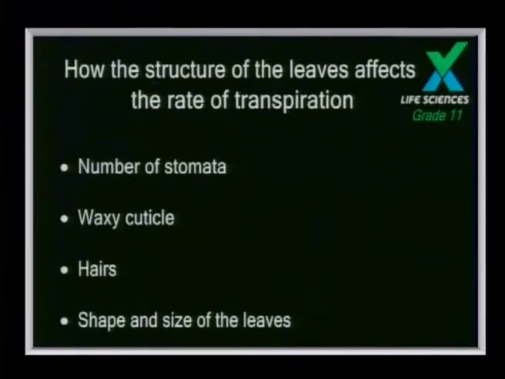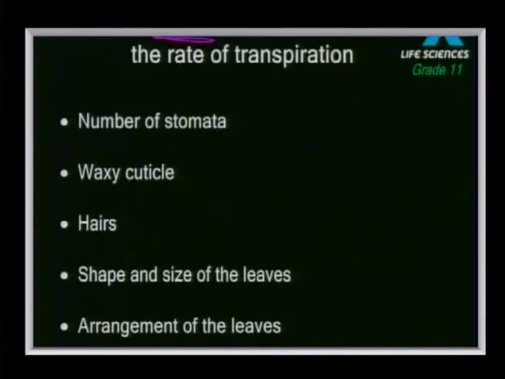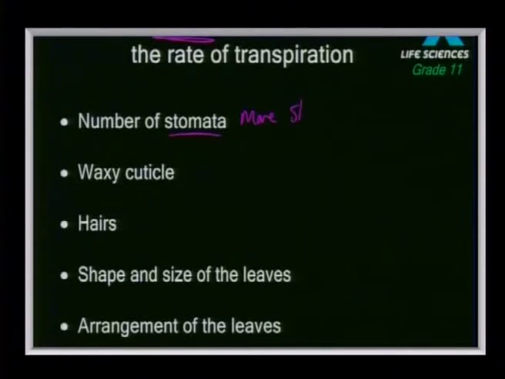Okay, how the structure of the leaves affects the rate of transpiration. People, the number of stomata. Now think about this. If there are lots of stomata, the leaf is going to do a lot of transpiration. Why? Because there are all these openings for water to come out of the leaf. Okay? More stomata equals more water released. It's not lost, it's released into the atmosphere.